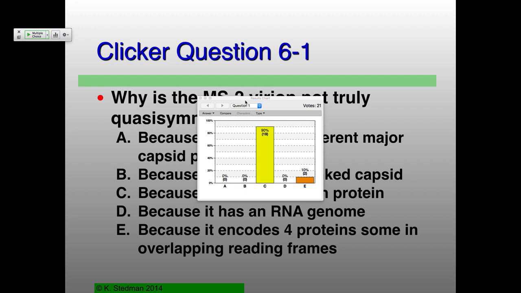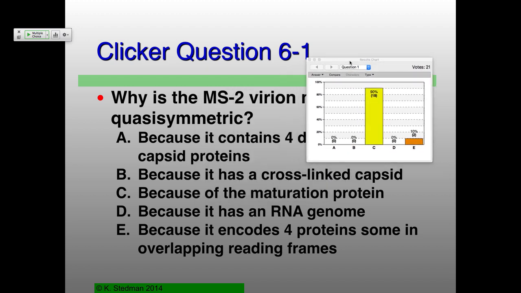So yes, this is the maturation protein, because the maturation protein means it's not quasi-symmetric. You could, if you had different proteins, I should put up here, pseudo-symmetric, the P number, but that's only if you have different proteins established through the whole capsid. And so I wouldn't call this pseudo-symmetric either. It is the fact that you have a maturation protein present at one of these five-fold axes. So it's not completely quasi-symmetric. Everything else is arranged in a quasi-symmetric pattern, but you wouldn't call it quasi-symmetric because it doesn't have that quasi-symmetry for all of the individual coat protein particles.